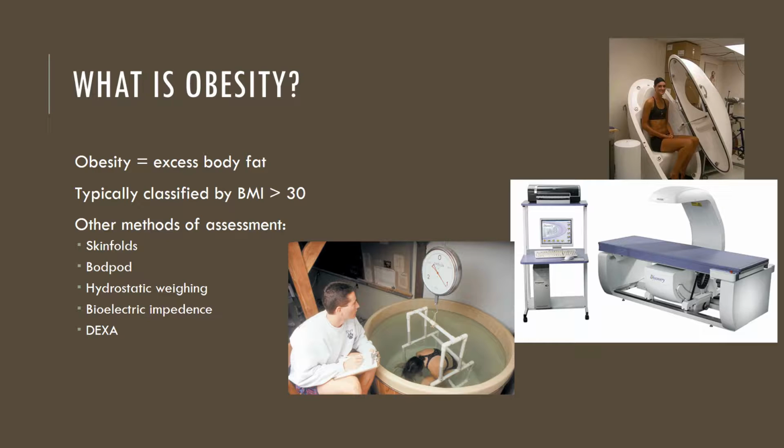Usually the definition comes from a BMI, which is a body mass index of greater than 30. You can calculate your BMI by dividing your weight in kilograms by your height in meters squared, or you can go online and find a very easy to use BMI calculator that will allow you to enter your weight and height in more familiar terms.